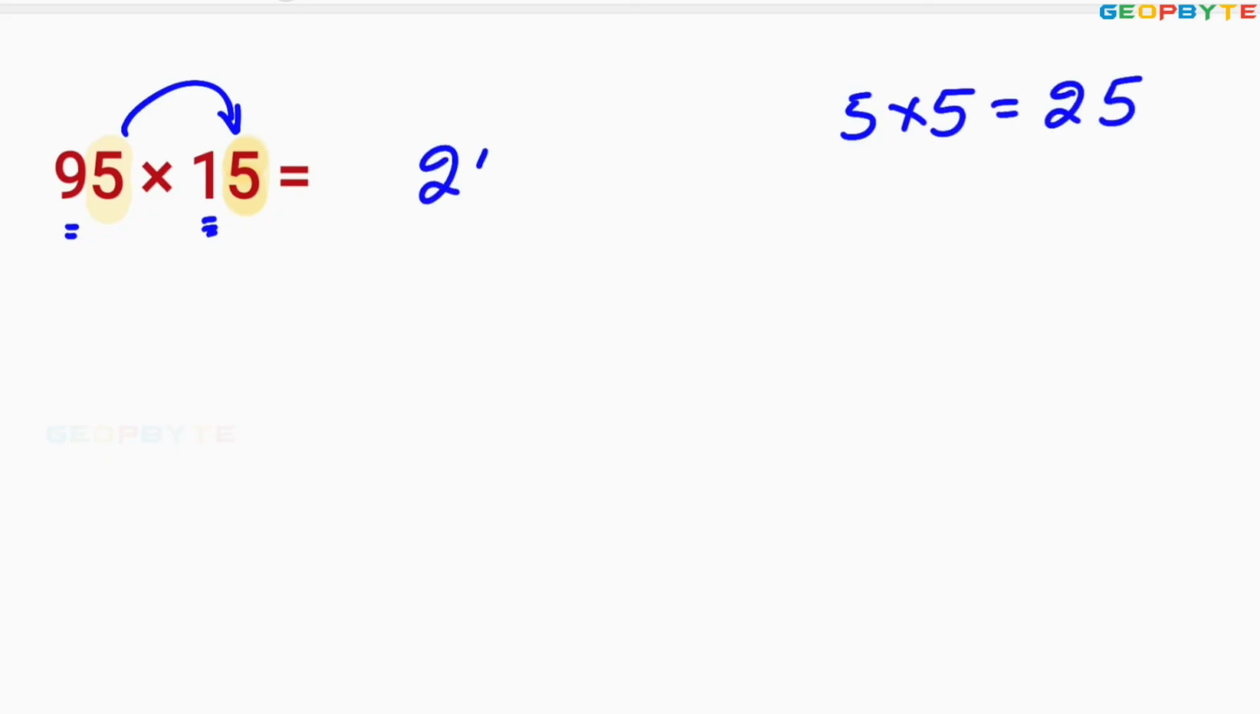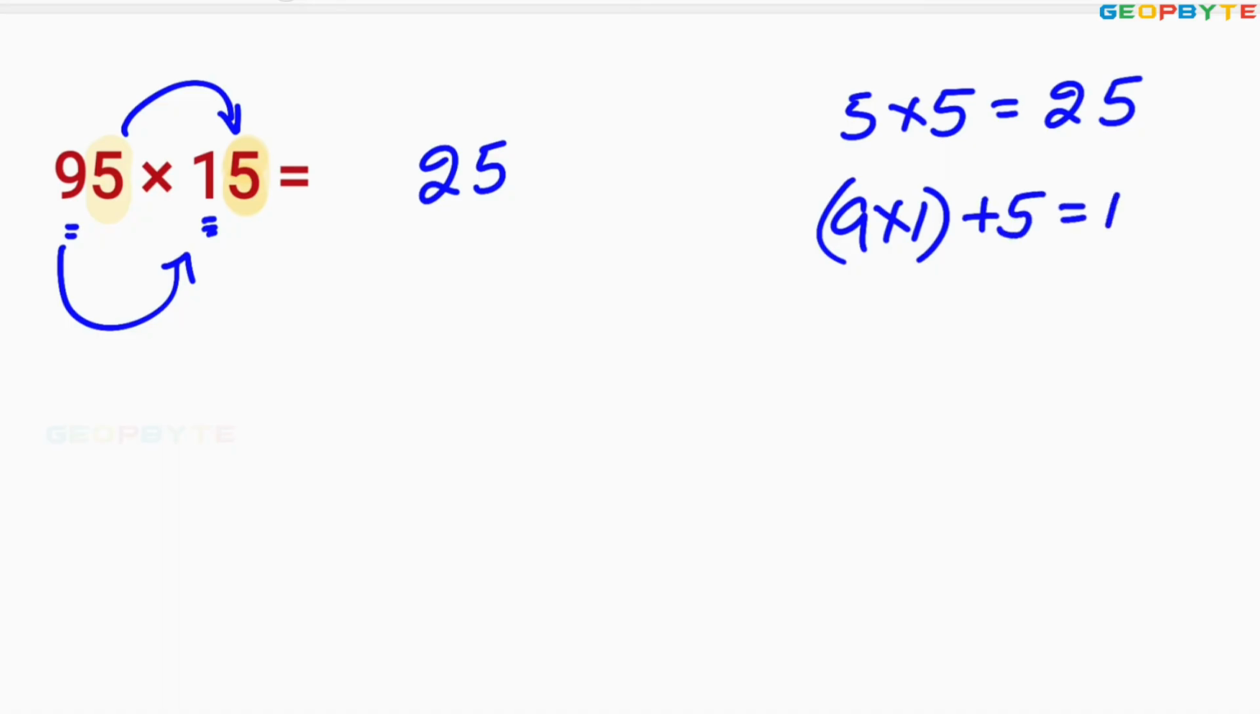Similarly, look at the number. Ones place digit remains same. Sum of the tens place digit equal to 10. Then multiply 5 and 5. 5 into 5 equal to how much? 25. Write that 25 here. Multiply 9 and 1. Add the common number. Common digit is 5. It is equal to 14. So 1425 be the value of 95 into 15. Very quickly you can complete the multiplication.